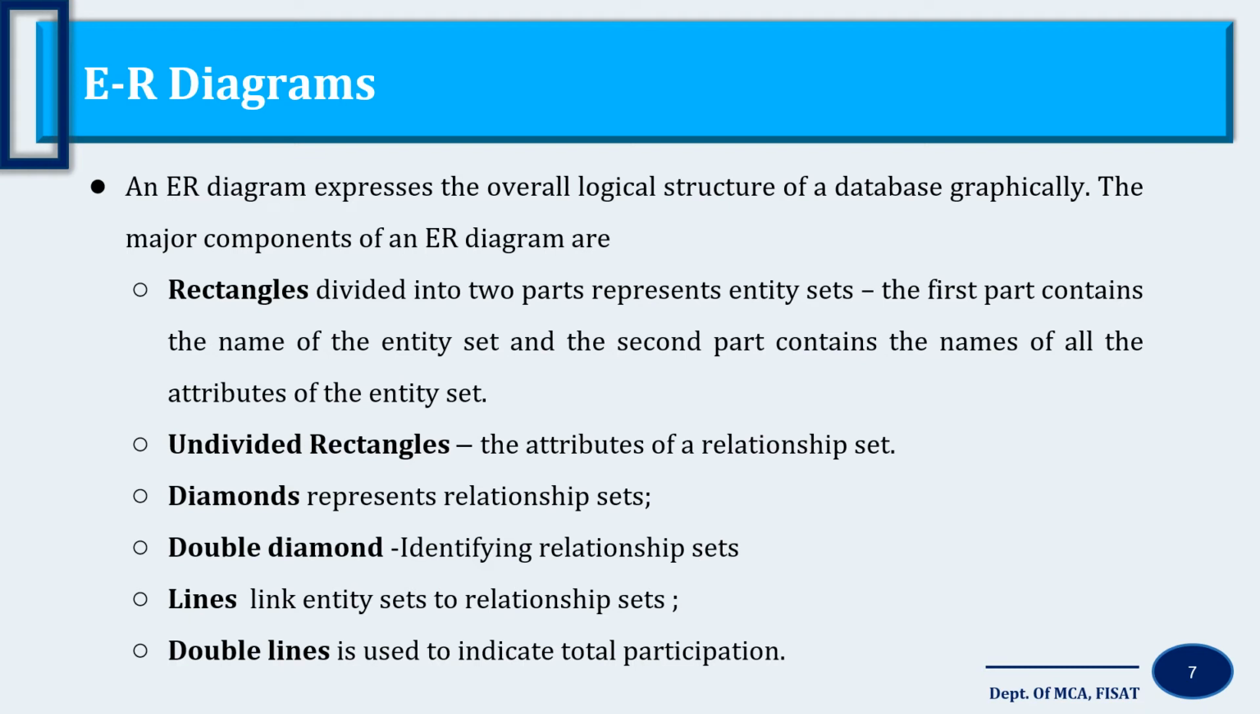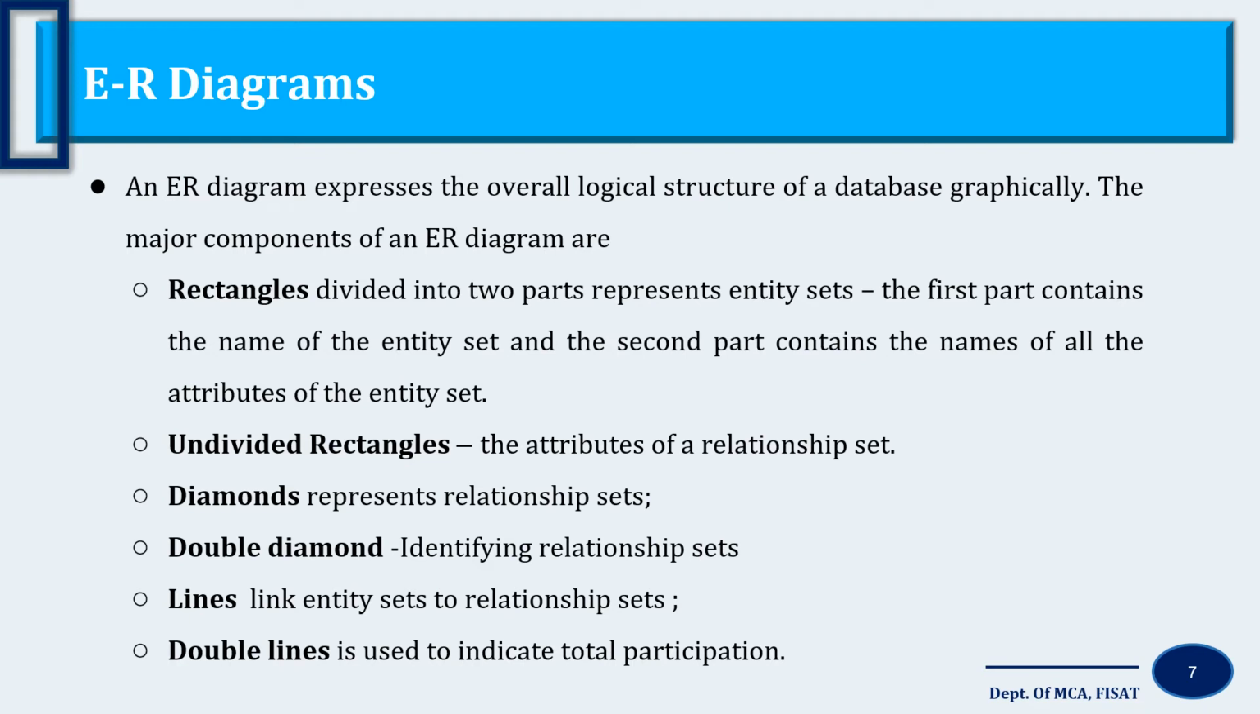An ER diagram is nothing but the logical structure or the diagrammatic representation of an ER database, the ER model. The major components of an ER diagram are rectangles, which can be divided into two parts. The first part represents the entity set, and the second part represents the names of all the attributes. The second one is undivided rectangles. It is used for representing the attributes of a relationship set.